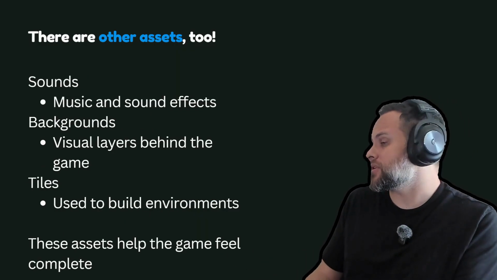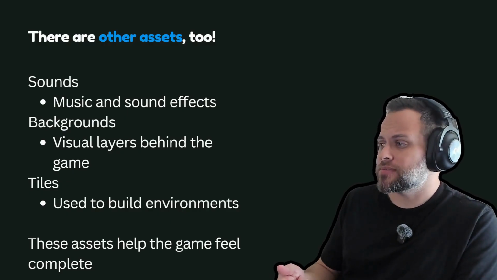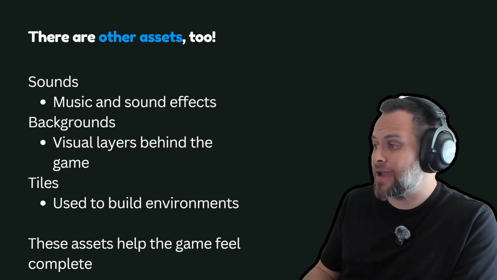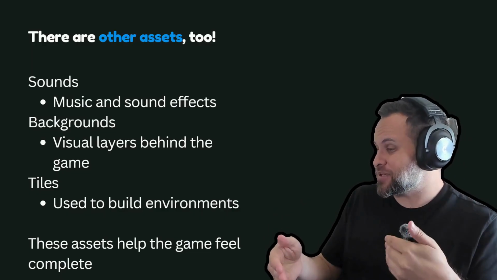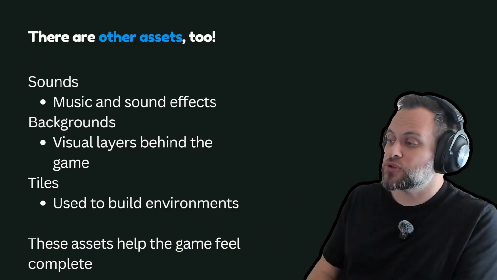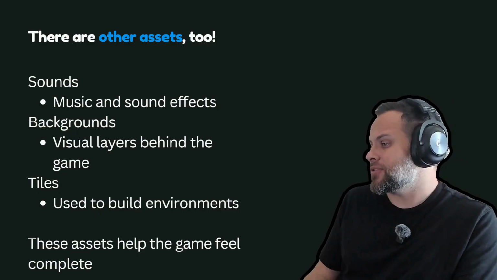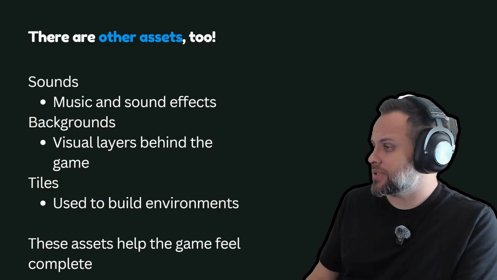There are other assets too, and here's a couple. Sounds. Those are the music and sound effects in your game. The backgrounds are the visual layers that are drawn as the background behind all the other objects in your game. Tiles are used to build environments, and all these assets do is help your game feel more complete.